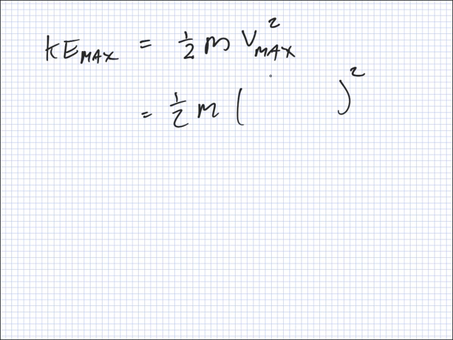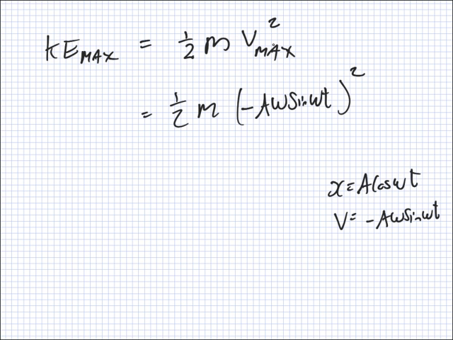Let me write this down. We have x equals A cos omega t if it starts on the outside, and v equals minus A omega sine omega t. Now we want the max, so what's the biggest that this could be? Well, that's just A omega. So the maximum kinetic energy is a half m amplitude squared omega squared.